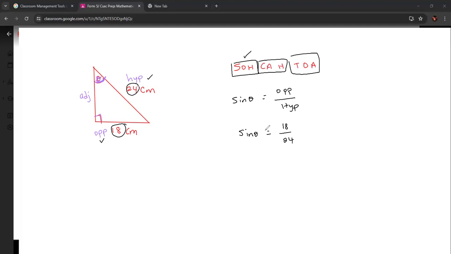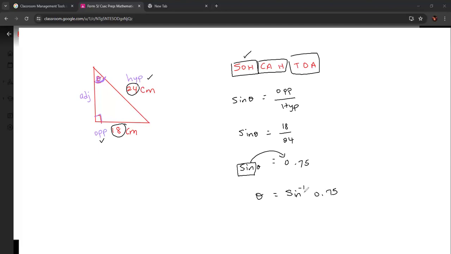I'm going to use my calculator. 18 over 24, we got 0.75 as sine theta. But remember, we want to find out what is theta. So I'm going to carry across the sine because I want to get theta alone, or the unknown angle, on one side. So when I carry across the sine, the opposite of sine is sine inverse.